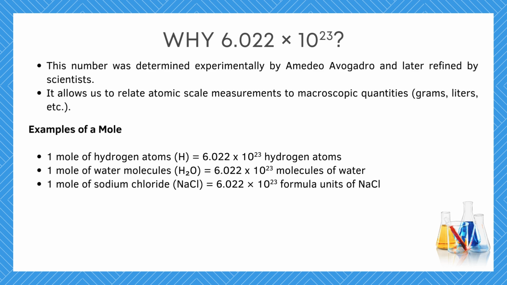All right, now, why did we pick the number 6.022 times 10 raised to the power of 23? First of all, the number was determined experimentally. They didn't just pick it haphazardly, okay? It was determined experimentally by the scientist Amedeo Avogadro, and it was later refined by scientists. This number also allows us to relate atomic scale measurements to macroscopic quantities.